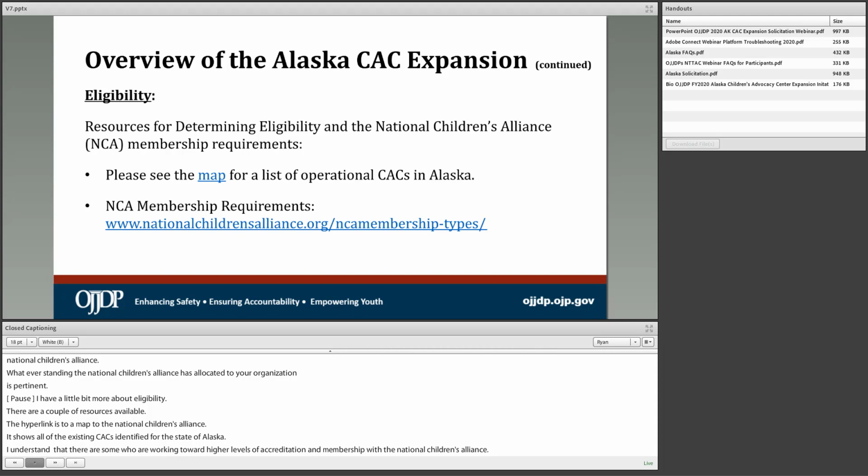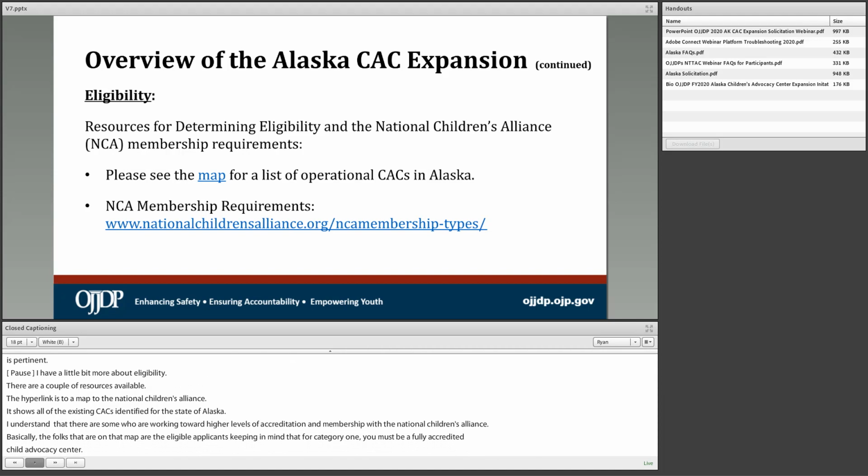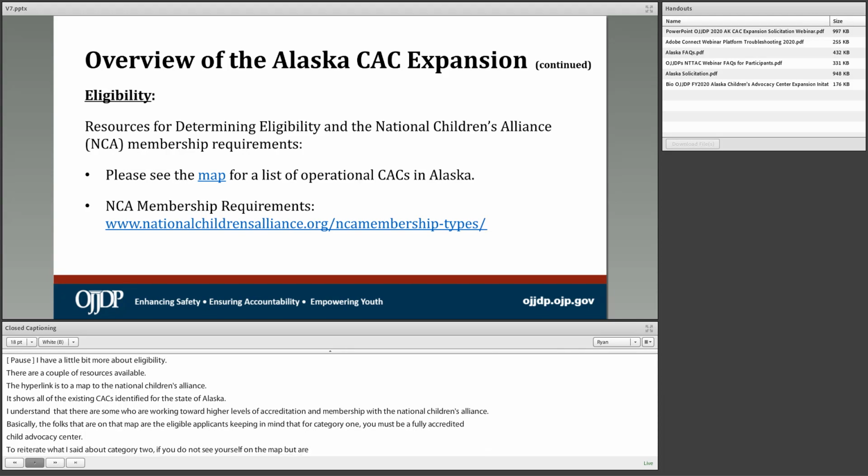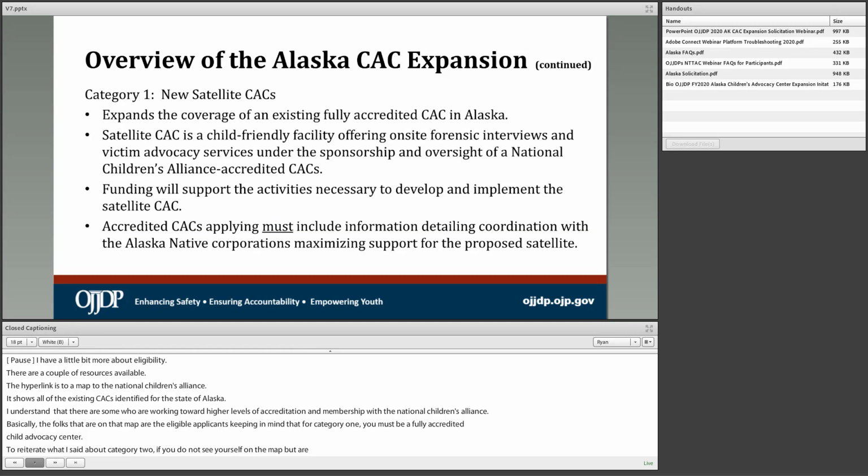And then just to reiterate what I said about Category 2, if you do not see yourself on the map but are actively working in good standing with membership of the National Children's Alliance, whatever designation the National Children's Alliance has allotted to you, as long as you're working with them, you are eligible to compete.